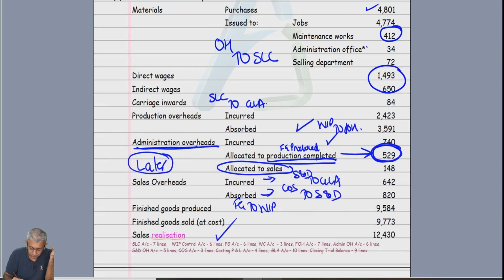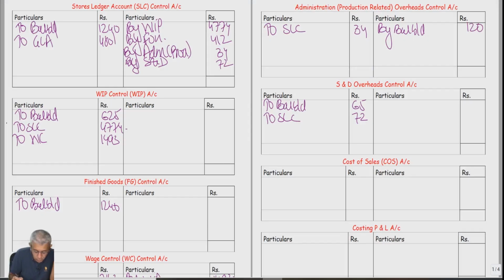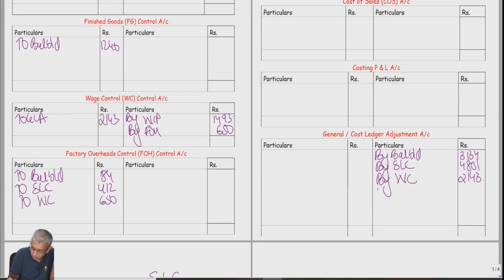Further, carriage inwards, SLC account debit to GLA. It should be forming part of your purchase cost. SLC account debit to GLA, that amount is 84. Just do one thing. In brackets, you all can write down over here carriage inwards. By SLC 84.